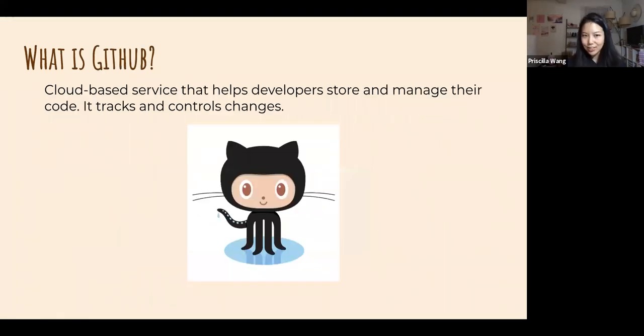And GitHub has the other part, right? It not only has Git, it has Hub. And GitHub is a cloud-based service that helps developers store and manage their code. And so it tracks and controls changes. So the Hub part is this cloud. They have their servers in the cloud, so you can access your code anytime you want. So it stores all of your code and the program, but it uses Git as a means of tracking changes. So that's essentially what GitHub is. It's a tracker for all the changes you made, and it also stores your code.